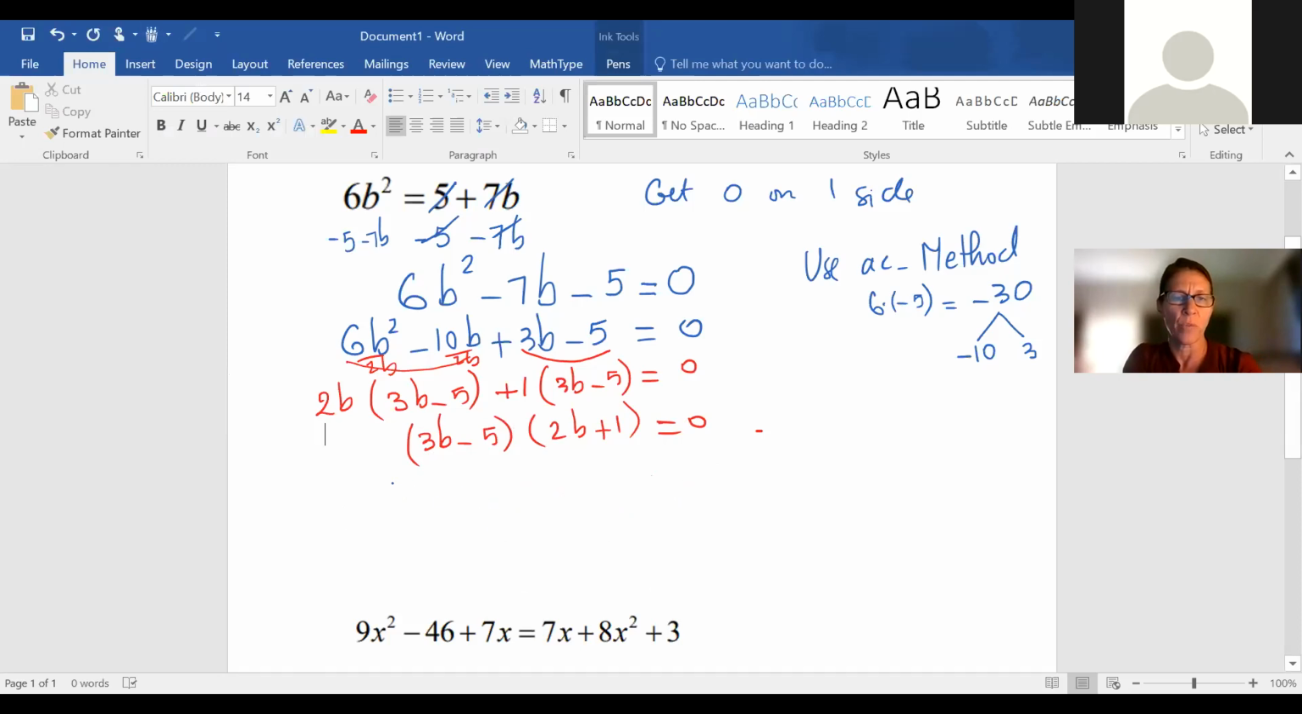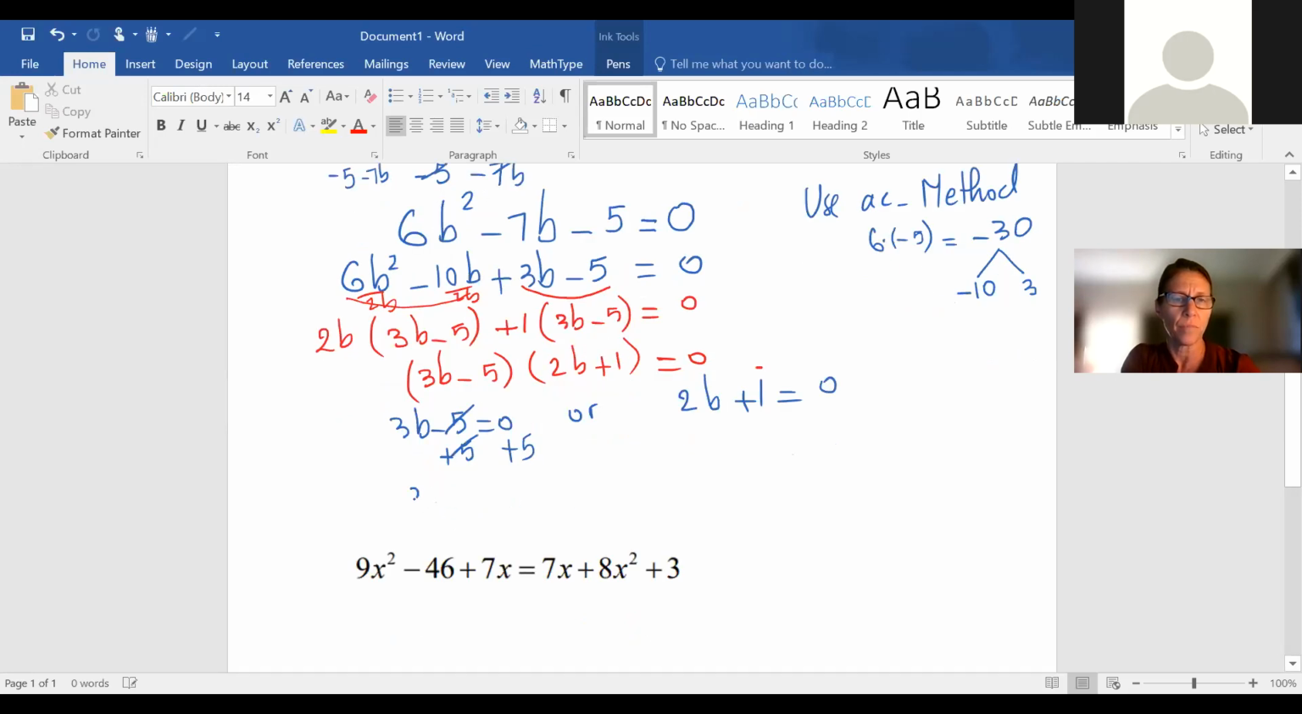Now that the factoring is complete, what did you do next? 3b minus 5 equals 0, or 2b plus 1 equals 0. First you add 5 to both sides, so 3b equals 5. Then you divide by 3, and we get b equal to 5/3. That's the last answer.